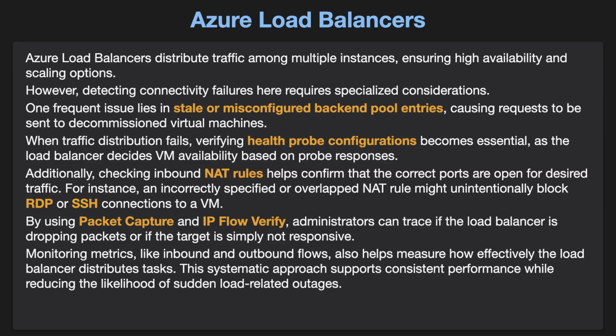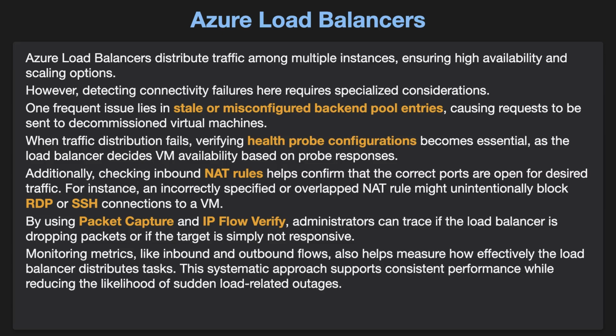When traffic distribution fails, verifying health probe configurations becomes essential as the load balancer decides VM availability based on probe responses. Additionally, checking inbound NAT rules helps confirm that the correct ports are open for desired traffic. For instance, an incorrectly specified or overlapped NAT rule might unintentionally block RDP or SSH connections to a VM.